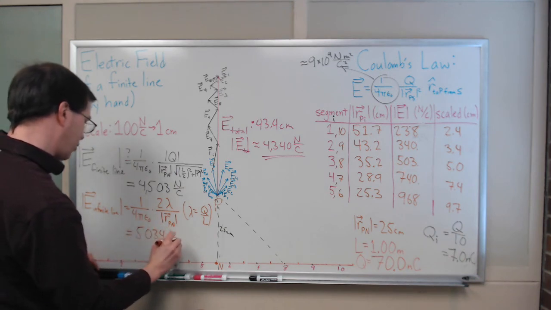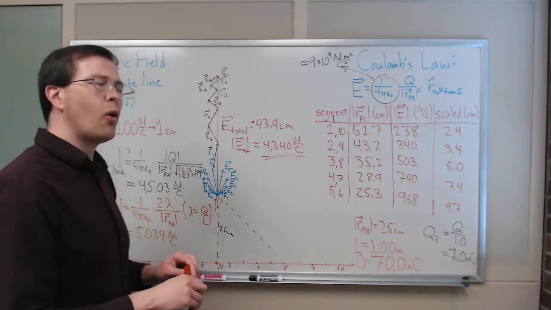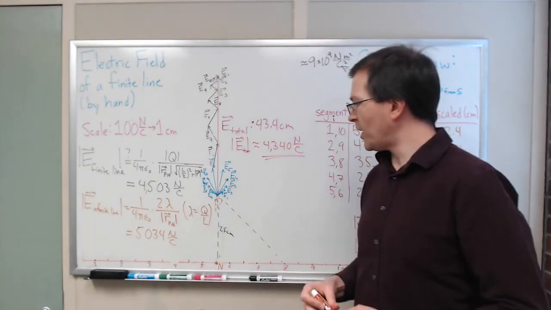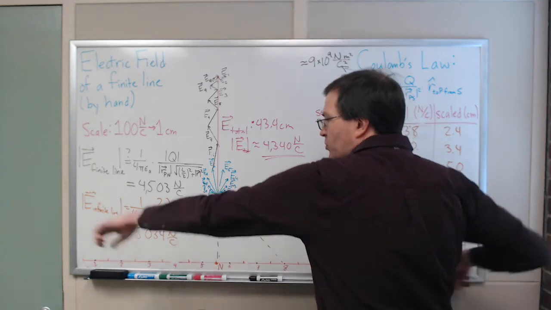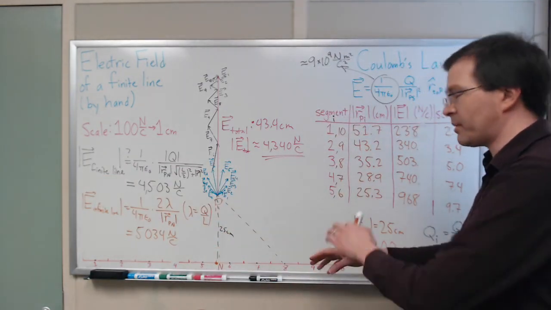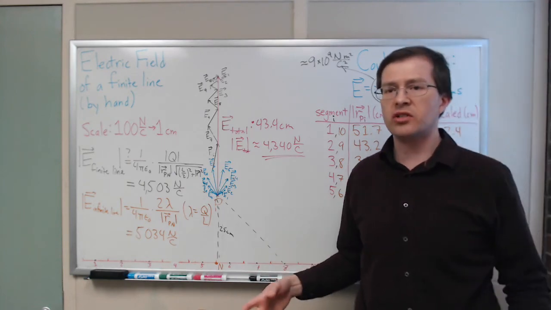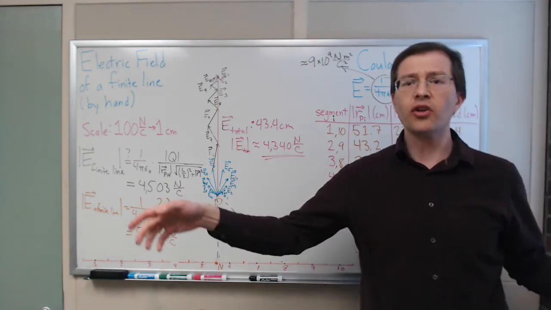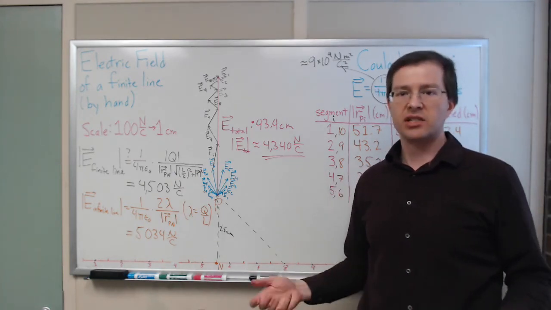5,034 newtons per Coulomb. If you plug in the numbers for this one, why is that one so much bigger? Well, that would be if this line extended out to infinity with the same 7 nanocoulombs in each 10 centimeter segment, but out to infinity. So there would be a lot more charge in the universe. But it gets farther and farther away, so it doesn't make a big difference because it gets so far away.